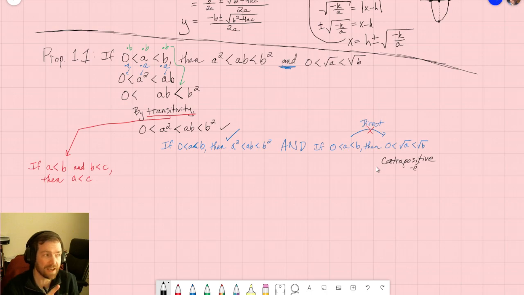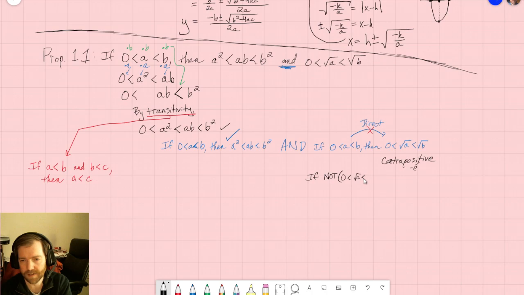Instead of trying to prove it this way, we're going to try to prove it this way and also make both statements negative. So we're going to say if not 0 is less than root A is less than root B, then not 0 is less than A is less than B.